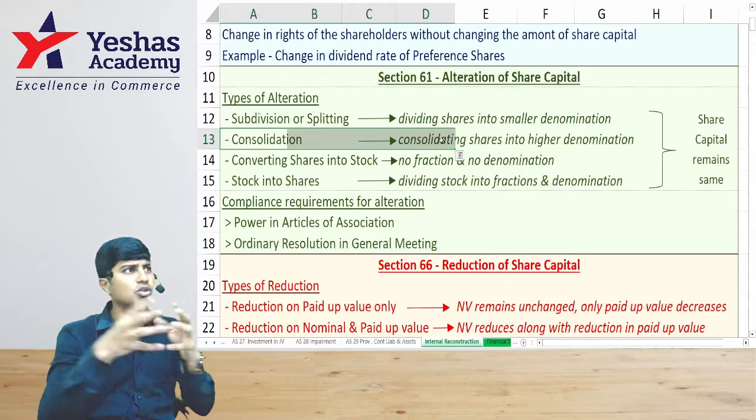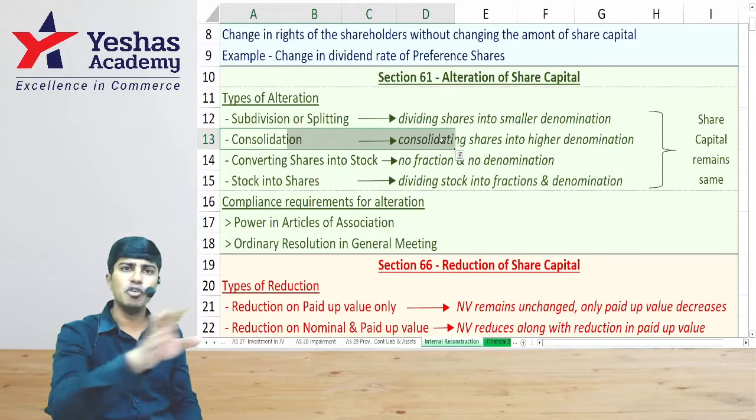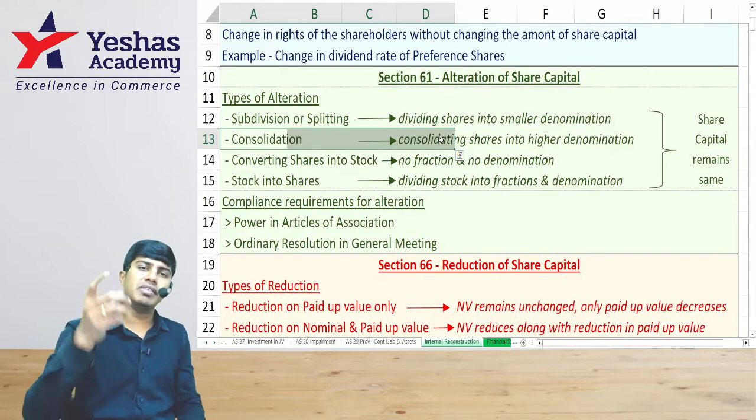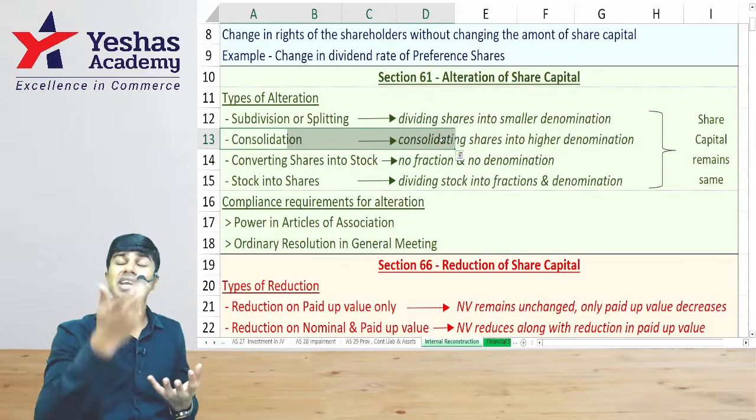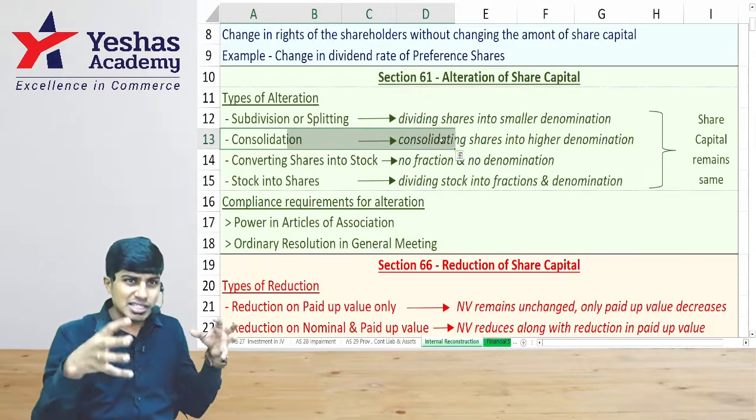So let's say 10 shares will become one share. There are 10 shares of rupees 10 each. Company will convert 10 shares of rupees 10 each into one share of rupees 100 each. That is consolidation. Company might want to eliminate small shareholders who don't want to take risk. They want a lesser number of people on the board to take a very risky decision. So in that case, company can go for consolidation.